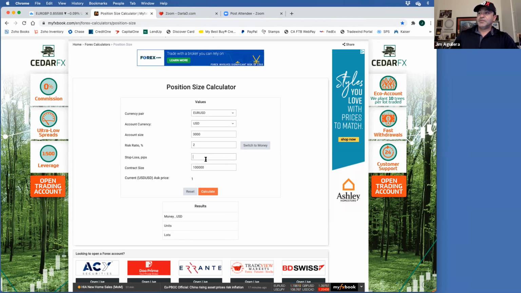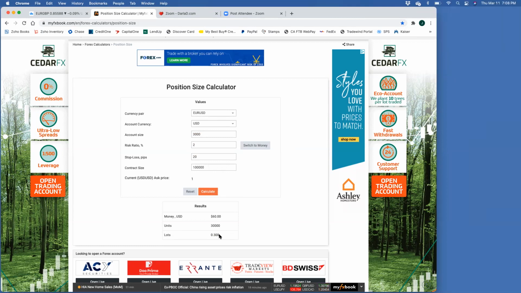And then stop loss pips. This is where you've got to do a little bit of work. Just for an example, if I put 20 in here and hit calculate, it's telling me that for this particular pair, for this size account, for this amount of risk, and this amount of pips that I potentially may lose in my stop loss, I can use a 0.3 lot size. And you'll notice down here, it gives you 3 digits after the decimal. But in MetaTrader 4, we can only put 2 digits. So you can always just ignore that 3rd digit, or you can use it to round up or down if it does give you some digits in the 3rd spot.